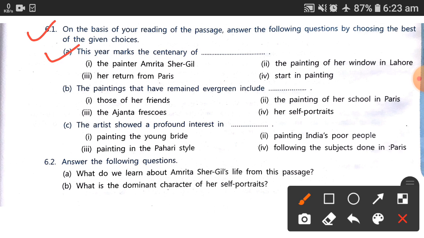Write this question and its options in your practice notebook, and according to the passage, you all have to select the most appropriate option. You have to do the same for question number B and question number C. So write question number A, question number B and question number C and its options also. Now write question 6.2, answer the following question. You all have to answer these questions as per your understanding of the paragraphs. So write the first question and the second question, question number A and question number B.